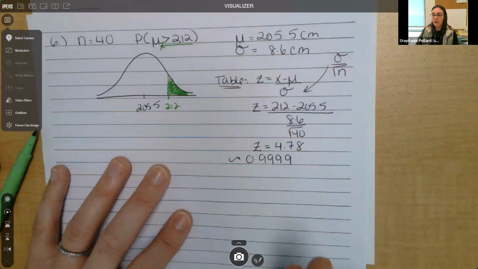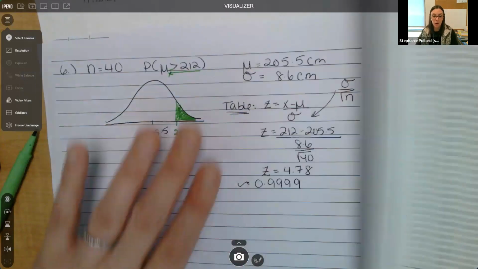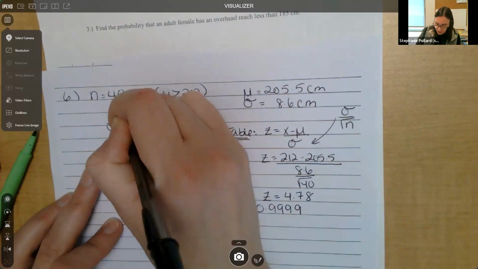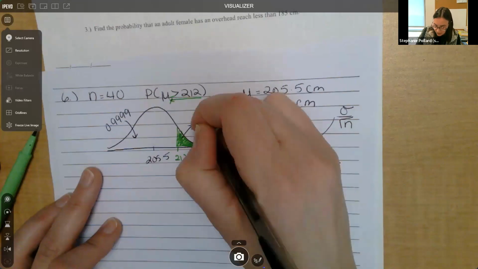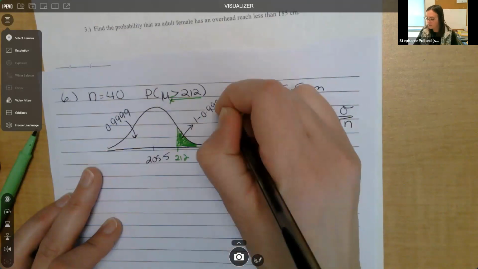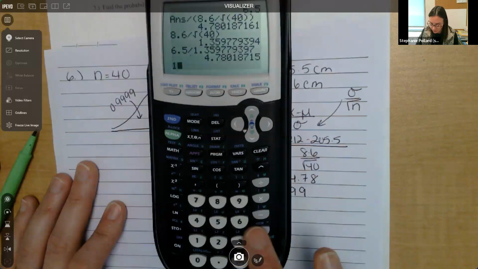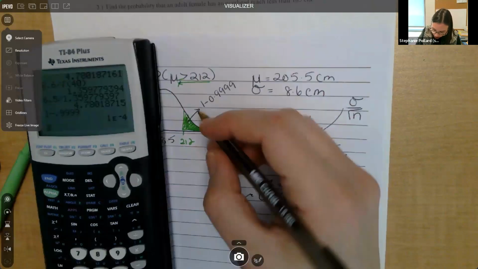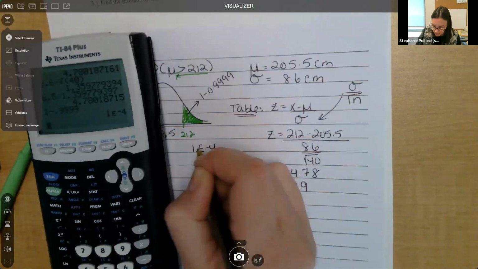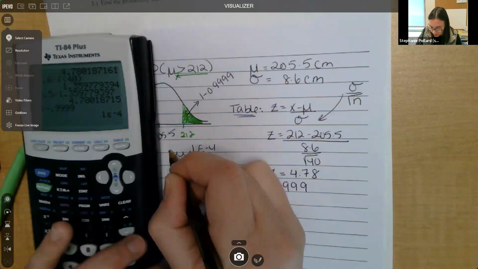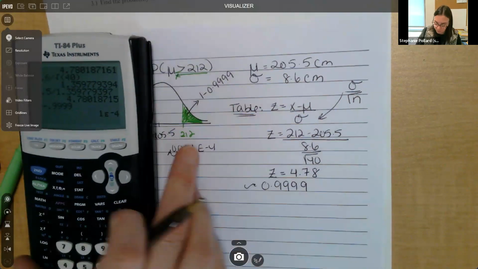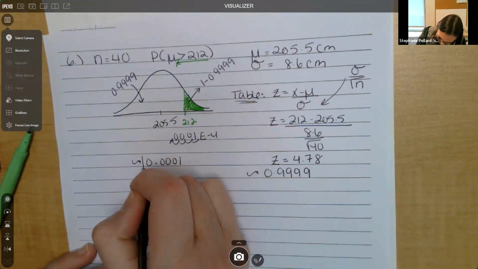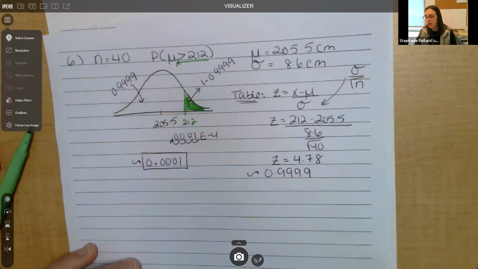But keep in mind that the area in the table is always to the left side. So if I want the area to the right, this means that this side is 0.9999. So this side must be 1 minus 0.9999. So if I go ahead and subtract those, you get 1e negative 4. So that means to take that decimal point on the 1 and move it 4 spots left. So 1, 2, 3, 4. So I'm going to attach 3 zeros there. So the probability here is 0.0001. So very, very unlikely that this would happen.